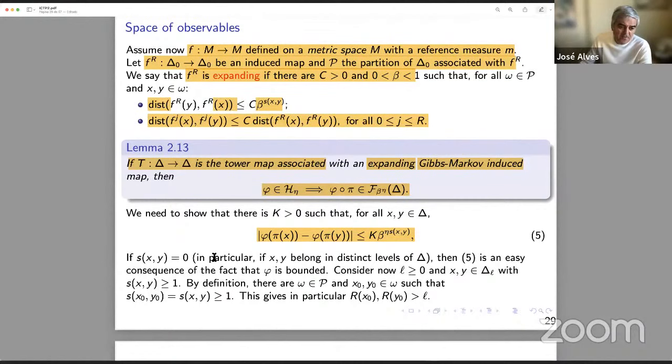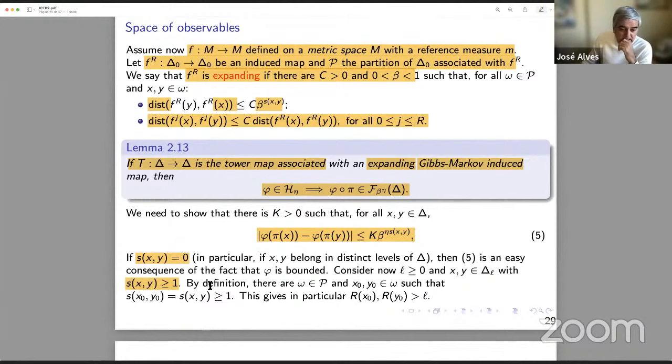If the separation time is equal to zero, in particular if they belong to distinct levels of delta in the way we have defined the separation time, then this is an easy consequence of the fact that the map is bounded, okay? So consider now two points in the same level with separation time greater or equal to one. For this, they need to be in the same level, of course.